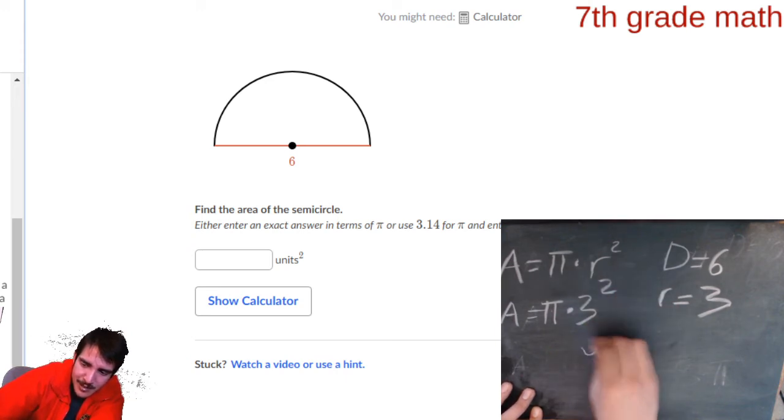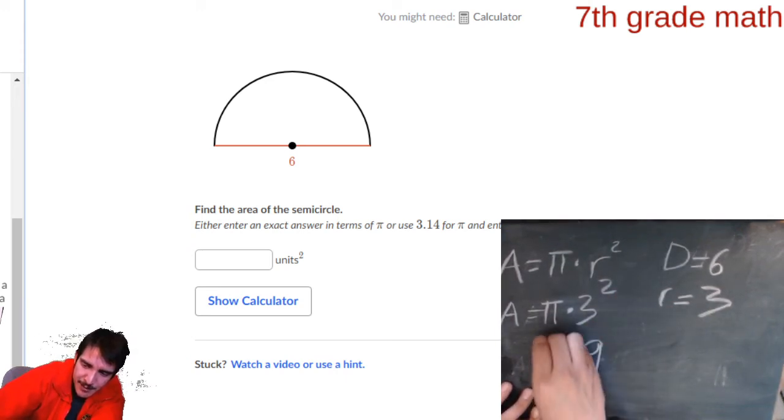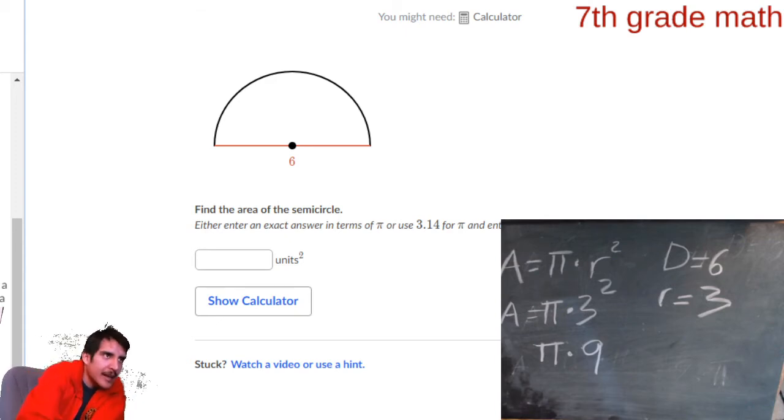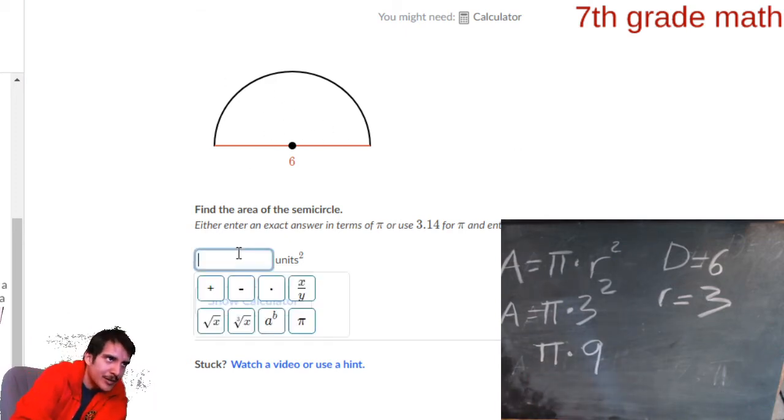3 to the second power is 9. 9 times pi is 9 pi. And since we have a half a circle here, we can't do 9 pi. We got to do half of 9 pi. Half of 9 is 4.5 times pi.